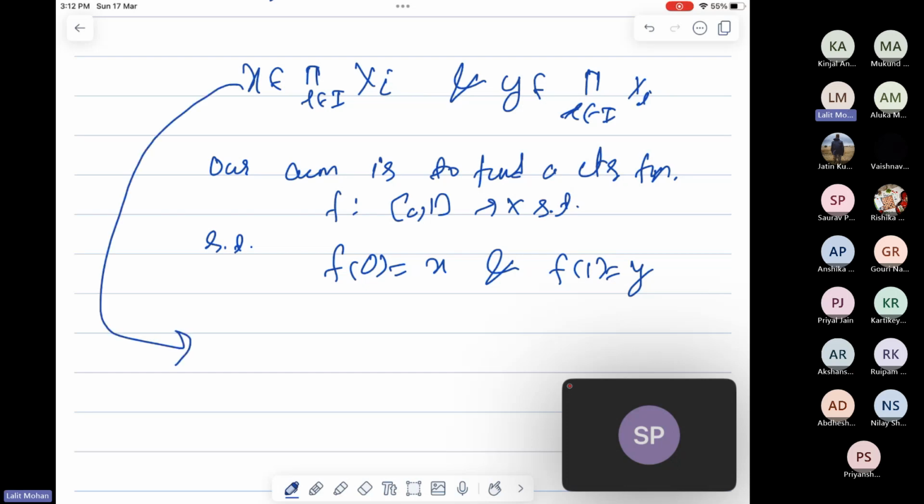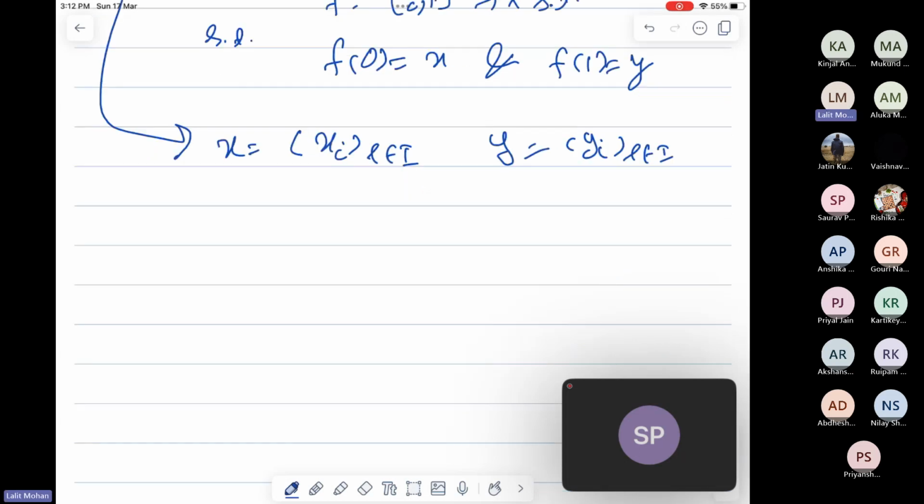So this x is of which form? How can you write this x? x equals (x_i) where i is in I, and y equals (y_i) where i is in I. So you pick any x_i, this will be in capital X_i, and similarly any y_i, this will again be in capital X_i. These are path connected, right?